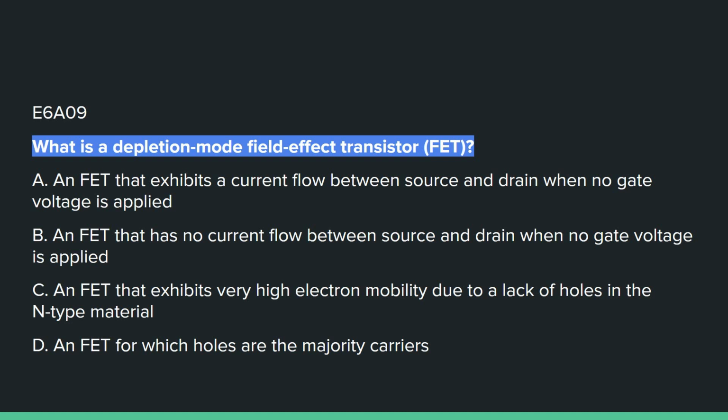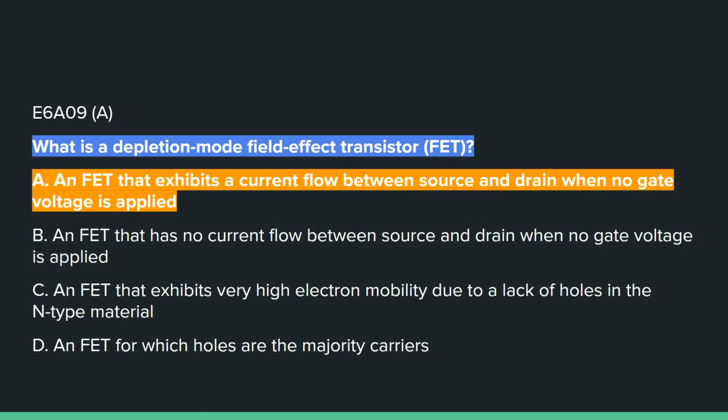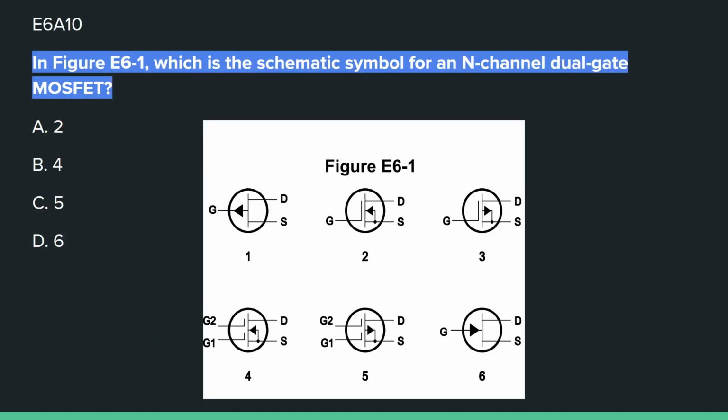E6A09, what is a depletion mode field effect transistor? A, an FET that exhibits a current flow between source and drain when no gate voltage is applied. E6A10, in figure E6-1, which is the schematic symbol for an N-channel dual gate MOSFET? The correct answer is B, which is 4. Figure 4.